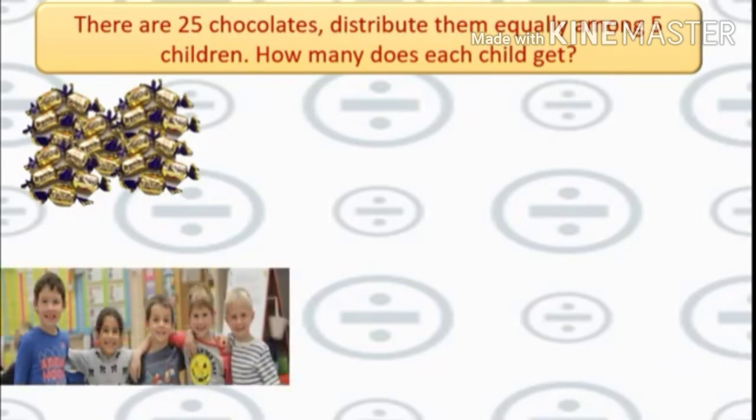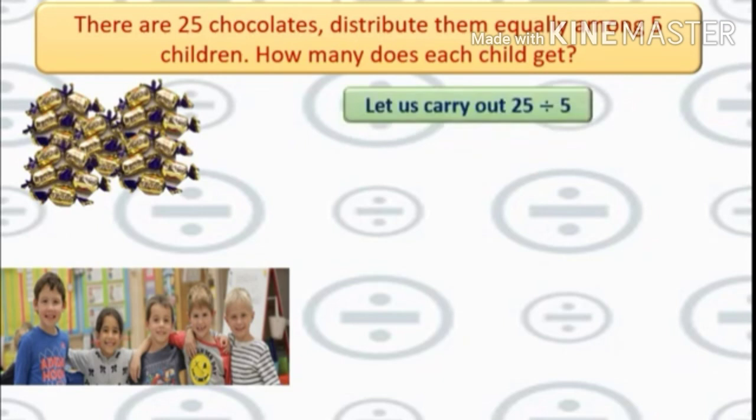Now see, there are 25 chocolates and 5 children. So what you will do, we have to divide the number of chocolates by the number of children. So let us carry out 25 divided by 5. So we will arrange our division. See on the screen, 25 divided by 5.